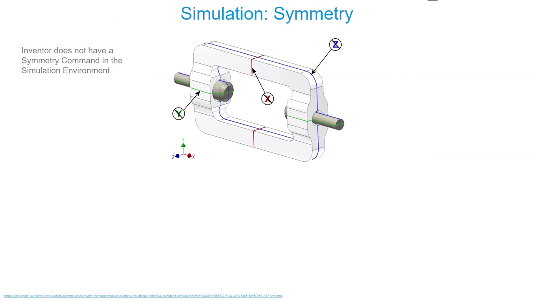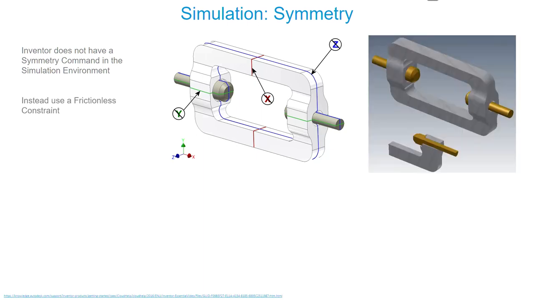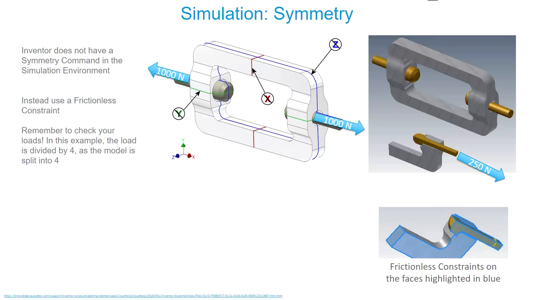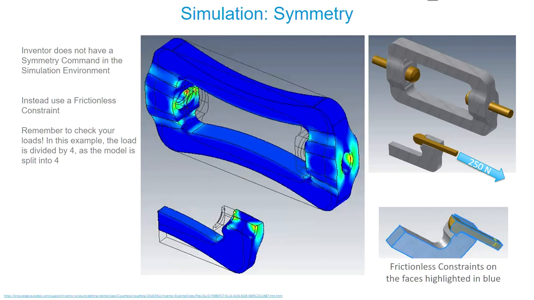Right, who does simulation in Inventor? A few of you, awesome. There's no symmetry in Inventor, so you have to use the frictionless constraint. So this is an example of sort of a bicycle pedal here. You'll see that this model's been split up into 4, and frictionless constraints have been applied to those faces where we've split it. The only thing to remember is that we've started with a load of 1,000 newtons. You need to change that down to 250 in this example so that you're not overstressing the model. And you'll see that our results are pretty much the same.